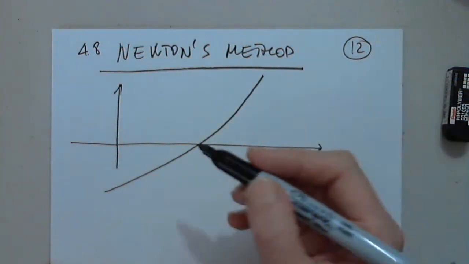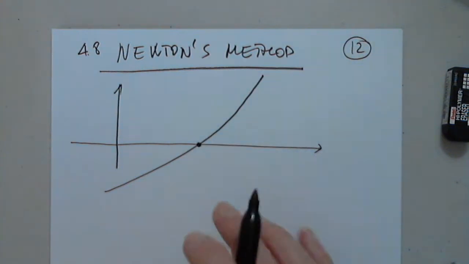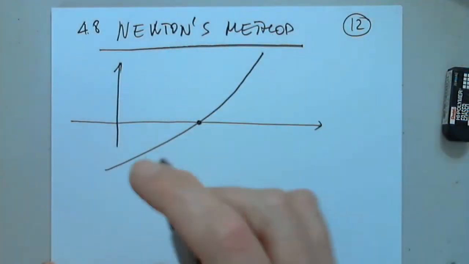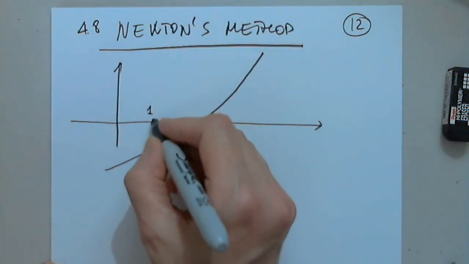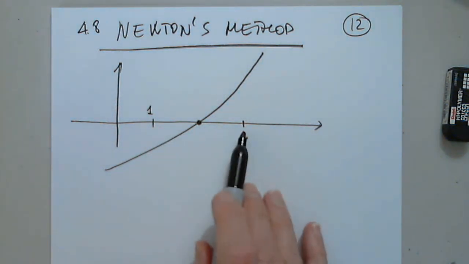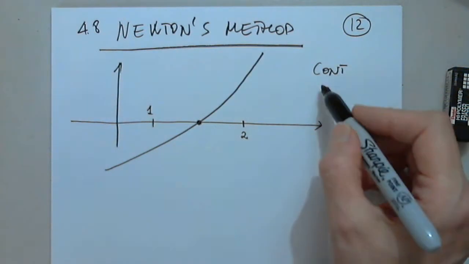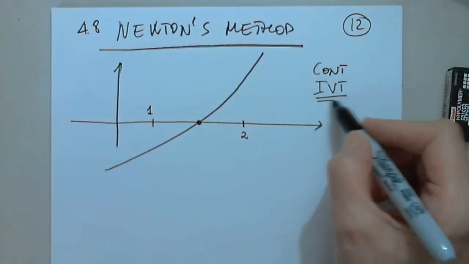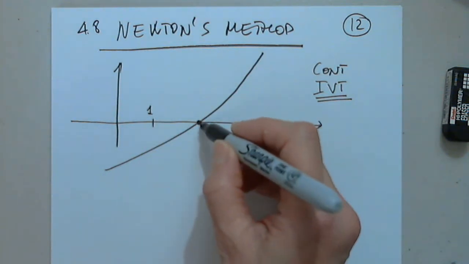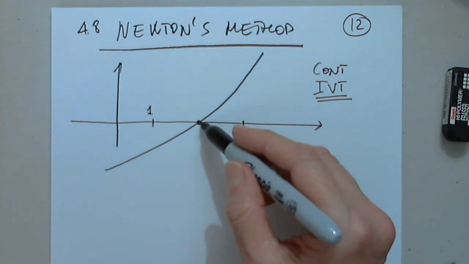It's a continuous function. It has an x-intercept, and I want to determine this x-intercept. I'm going to zoom in tremendously. So this is 1, and this is 2. For a continuous function changing its sign, I can determine with the IVT, the intermediate value theorem, that I can always find a 1-unit interval in which there is a solution, right?